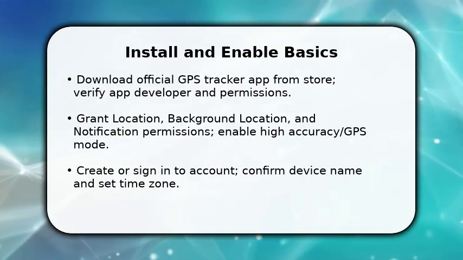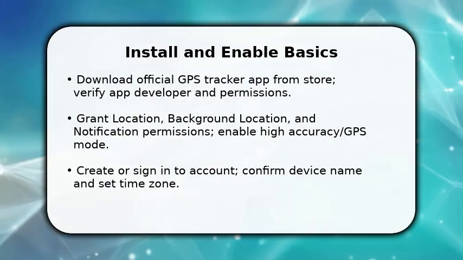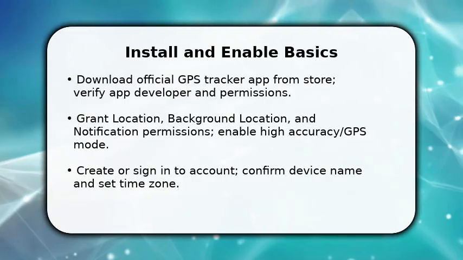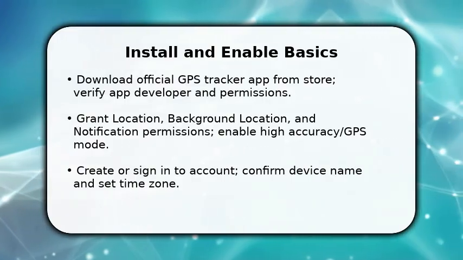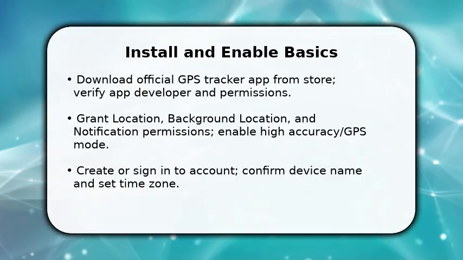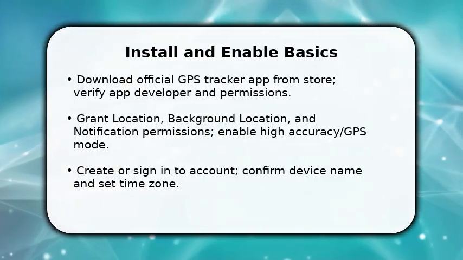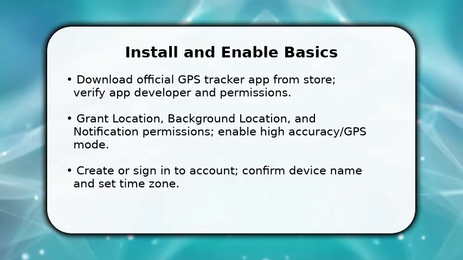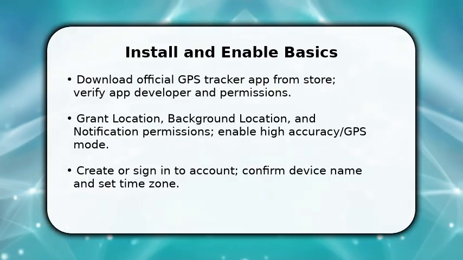Once done, switch the phone to high-accuracy GPS mode and permit background location so the app reports while idle. Make sure notifications are allowed for alerts and that battery optimization is turned off for the app. That prevents the system from stopping location updates.